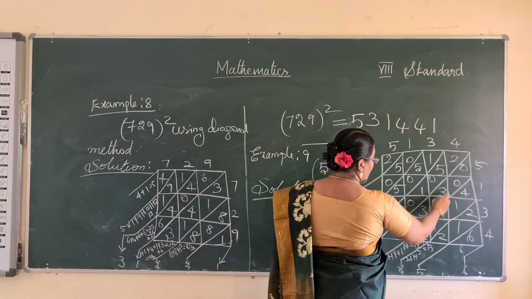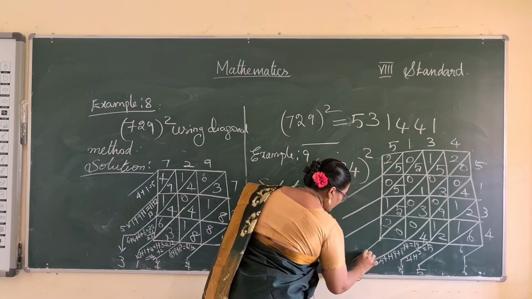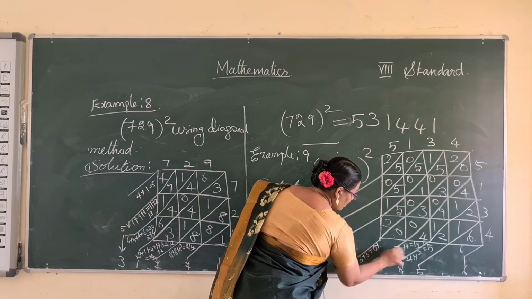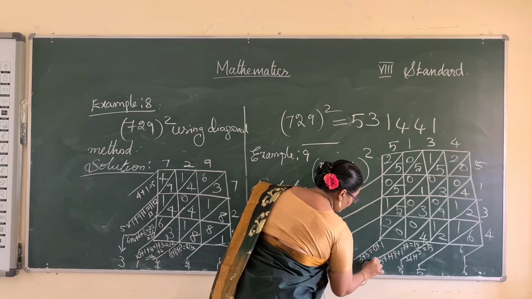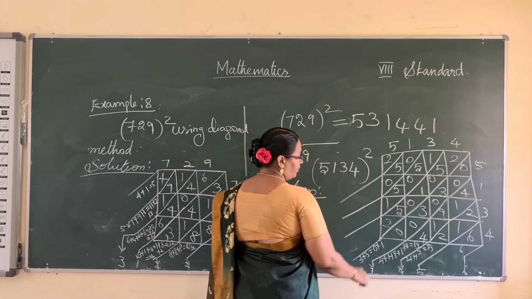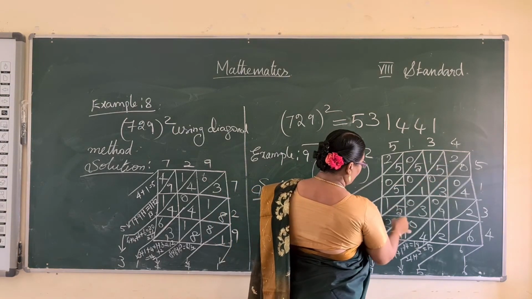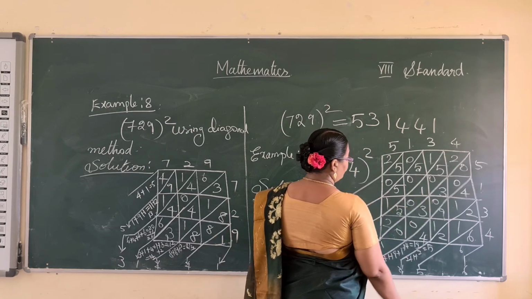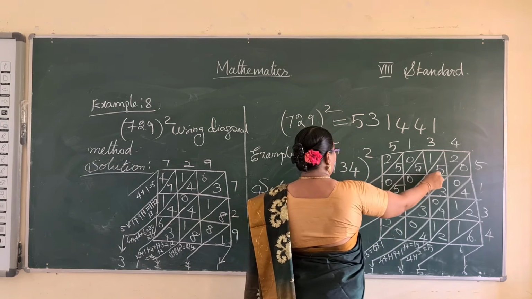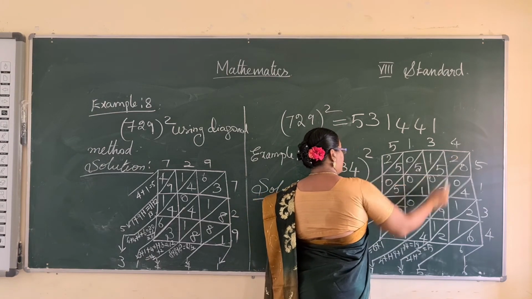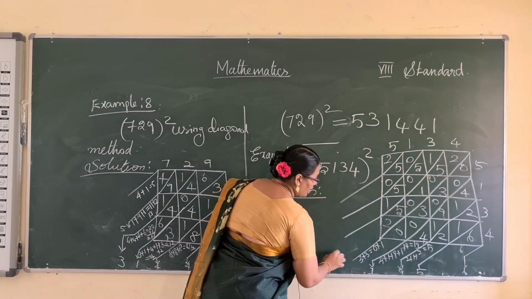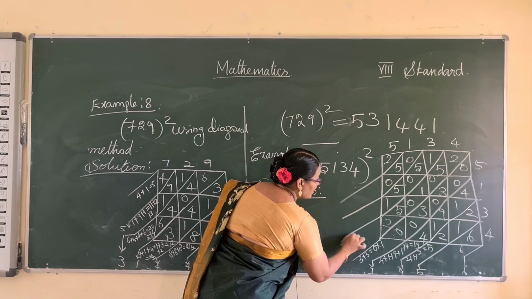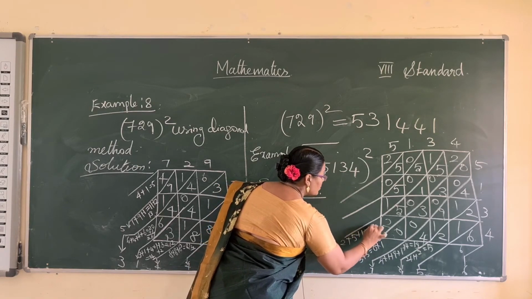So 3 plus 3, 6. 6 plus already here 1, 7. So write in this place 7. And next add this diagonal. 2 plus 5, 7. 7 plus 1, 8. 8 plus 7, 15. Okay, so 2 plus 5 plus 1 plus 5 plus 2.